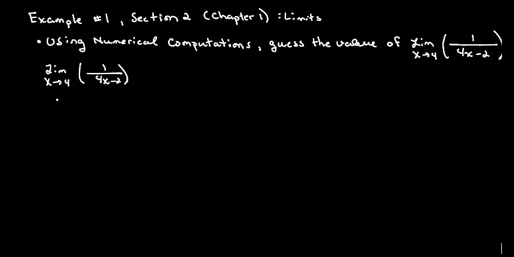So how can we do this numerically? When they say numerical, what they're asking for is to make a table. So we're going to go ahead and make a table of values. Our table of values are going to be x values that are close to 4. And we should do it from both sides.